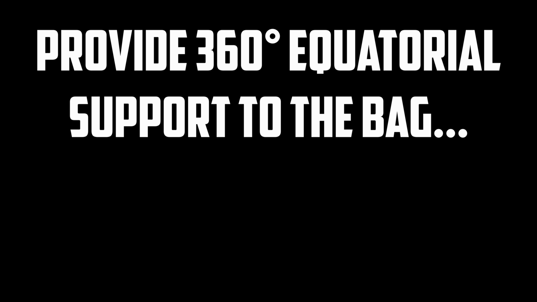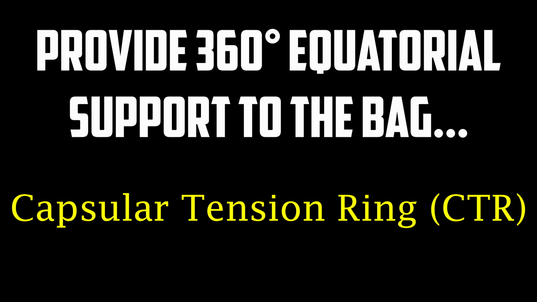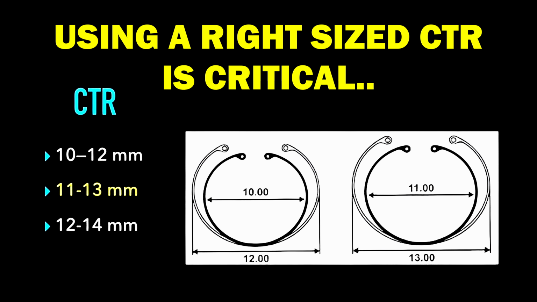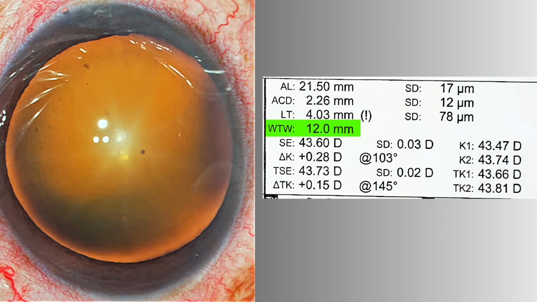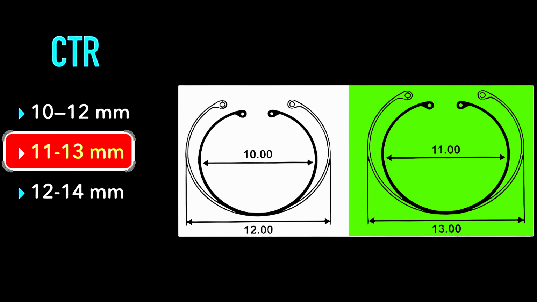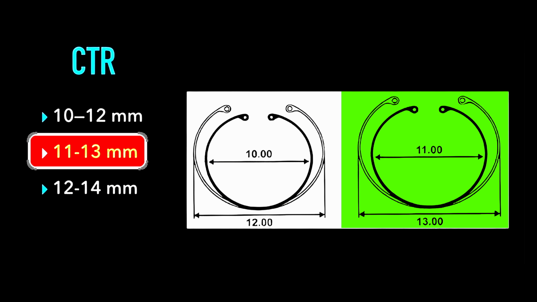So what do we do now? Well, the answer is to give a 360 degrees equatorial support. And how do we do that? By using a CTR. Using a right-sized CTR is critical. This eye's white-to-white diameter is around 12 millimeters. So I'm going to use a CTR which is 11 to 13 millimeters. That's an expanded stage. It is 13 millimeter.